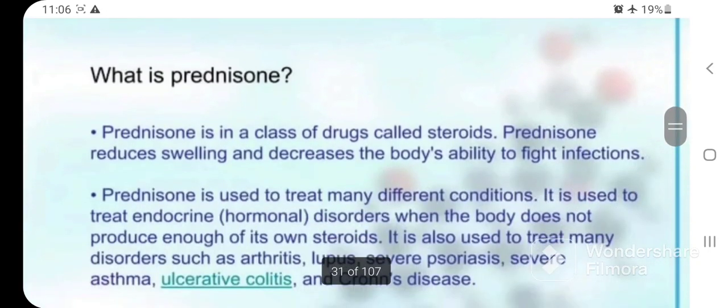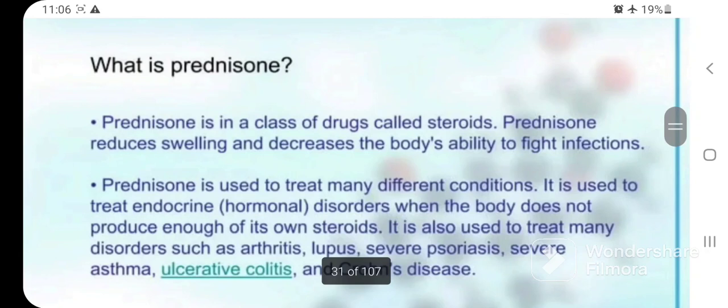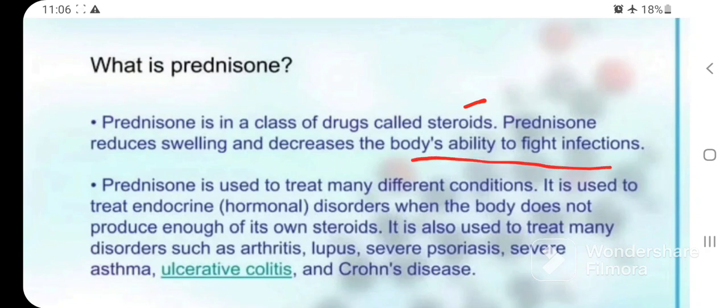First one, what are these steroids? Steroids are a class of drug, and prednisone is one of them; they are known as steroids. Prednisone reduces swelling and decreases the body's ability to fight infections. They will reduce the swelling.